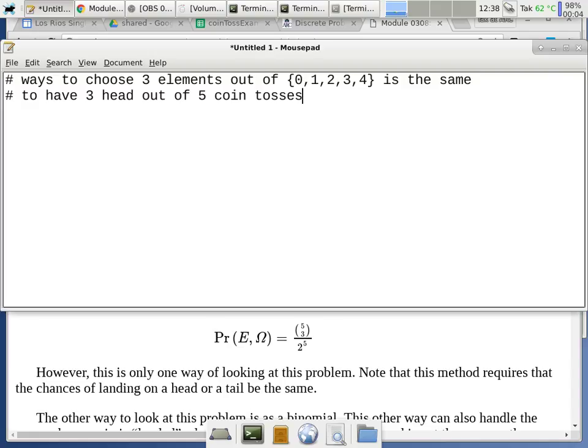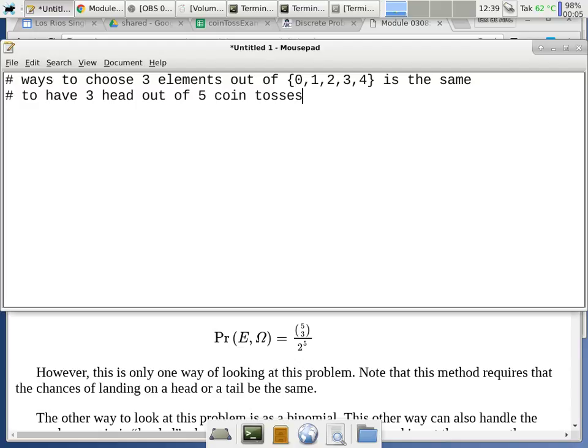Because I'm representing head, head, head, tail, tail as 0, 1, 2. I'm remembering the index of the positioning of the coin toss, the trial itself, that has a head. That is another way to encode the result of each experiment. Is that making any sense?